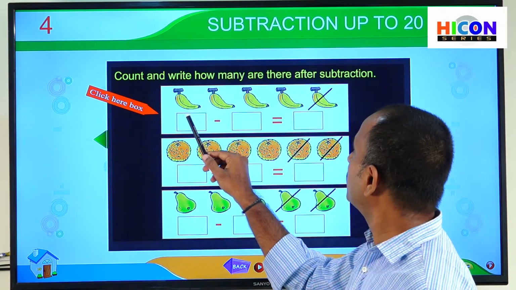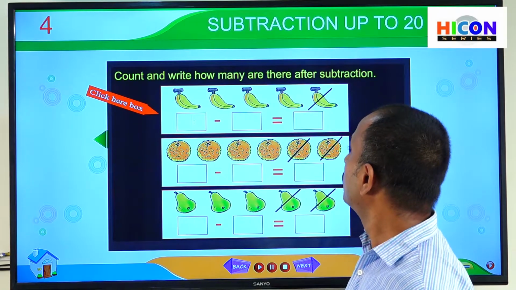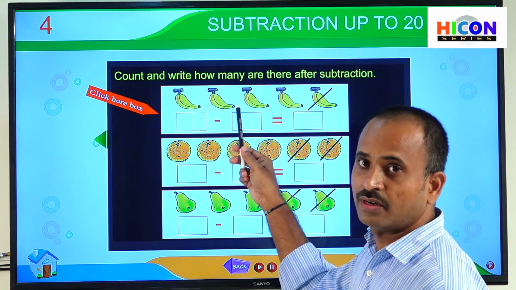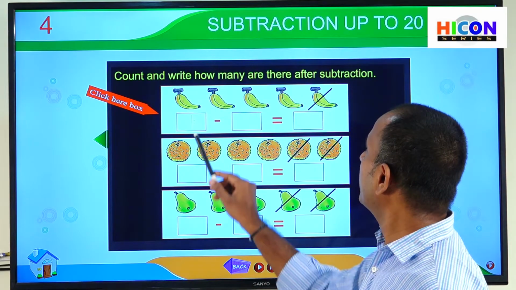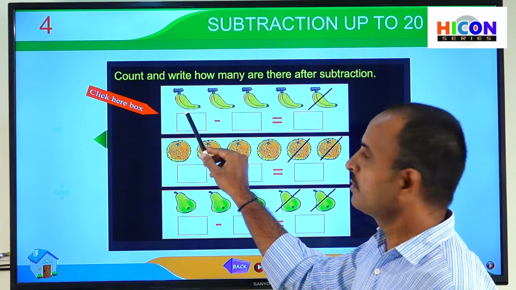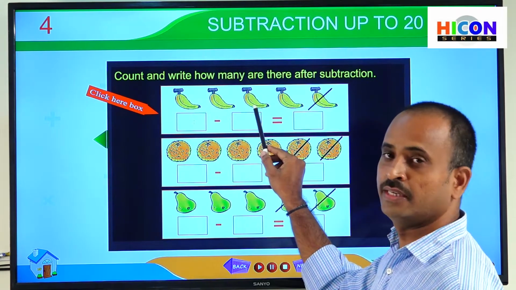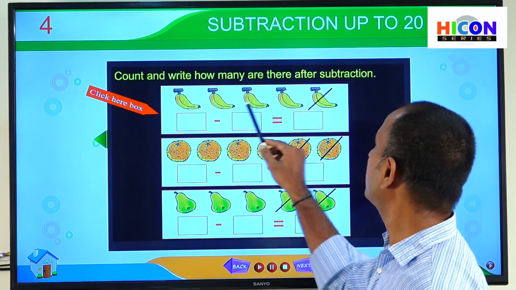So what are you observing? There are some fruits given in the first example. Could you identify the name of the fruits? Yes, they are bananas. So how many bananas are there? There are a total of 1, 2, 3, 4 and 5. So a total of 5 bananas are there.